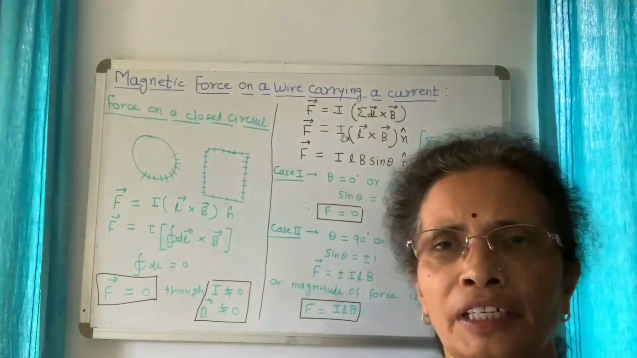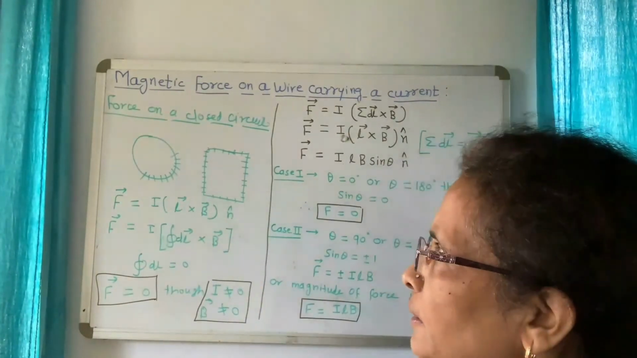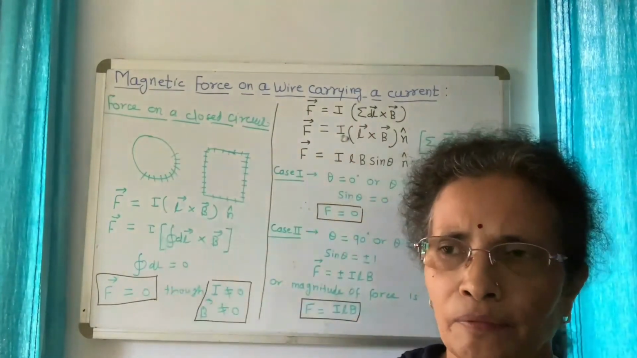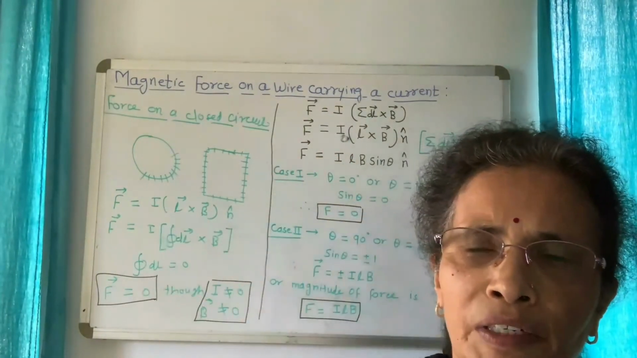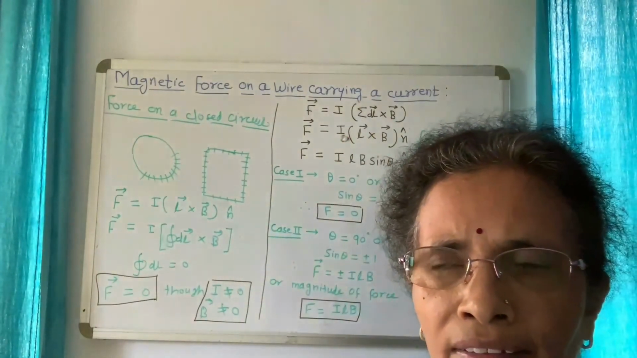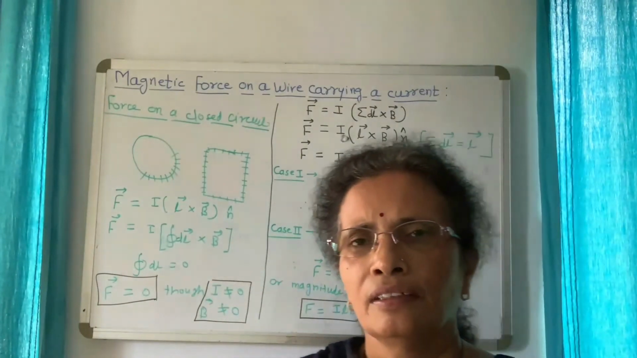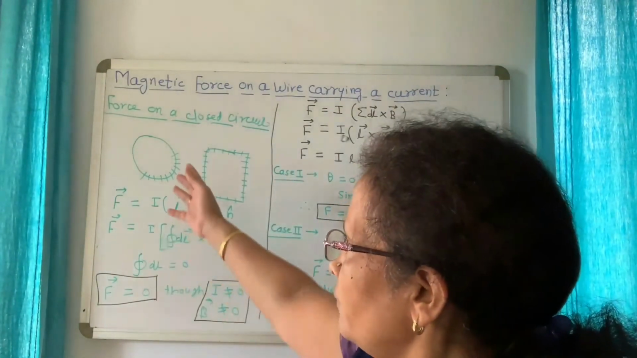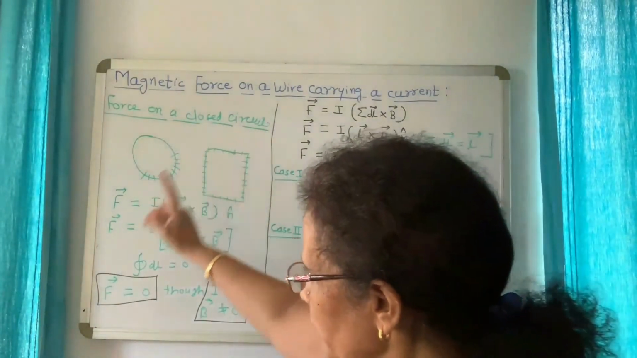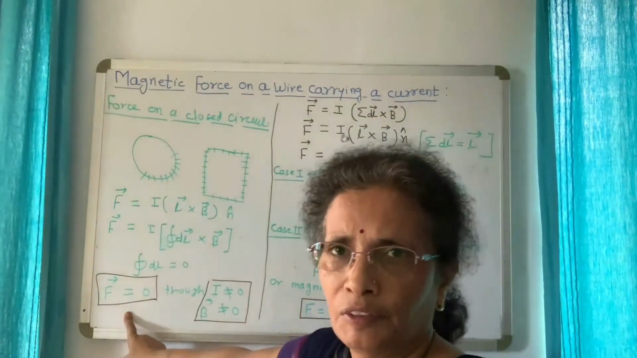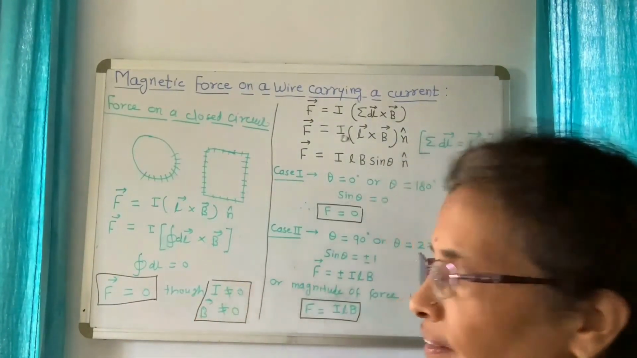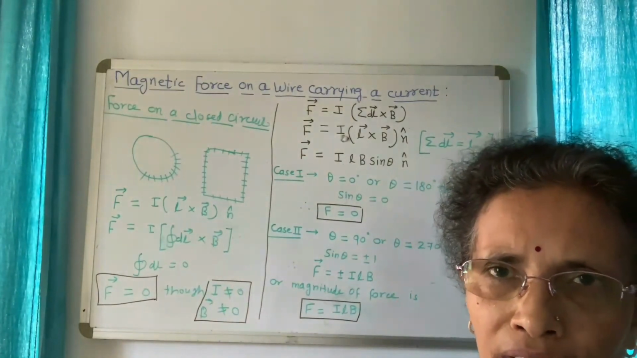If the conductor is of any arbitrary shape, then the summation converts into integration because we have to find out a continuous distribution. In the third case, if this wire is forming some definite shape, square, rectangle, triangle or whatever, then the total force is always equal to 0, though there is a current and there is a magnetic field.